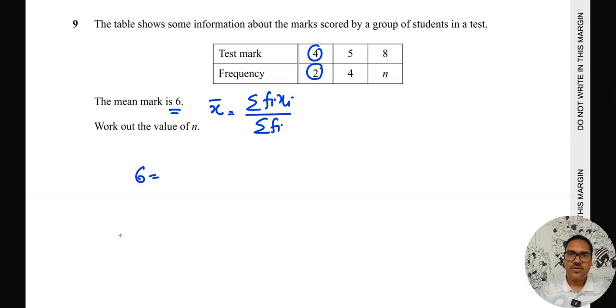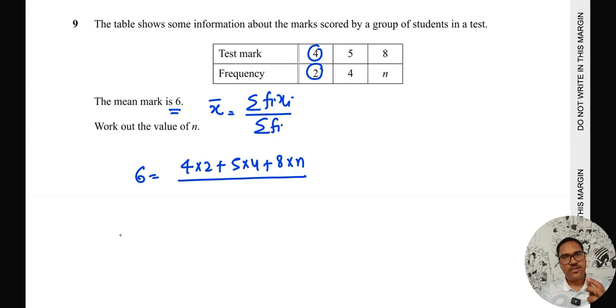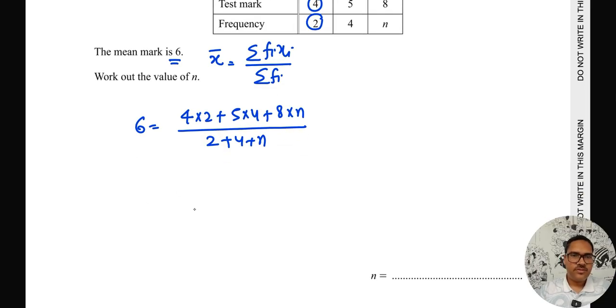It is given. This is equal to 4 into 2, correct, plus 5 multiplied with 4, and this is 8 multiplied with n. This is the corresponding frequency into the data. And what is the sum of frequency? This is 2 plus 4 plus n. Now you have to just solve this equation. So this is 6 is equal to 8 plus 20, which is 28, plus 8n, divided by 6 plus n.